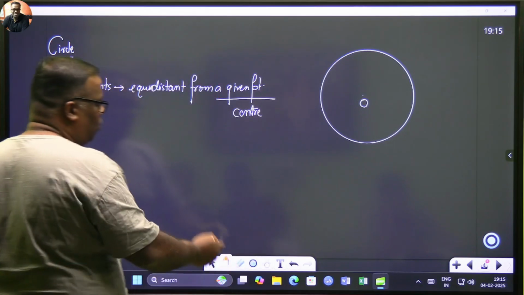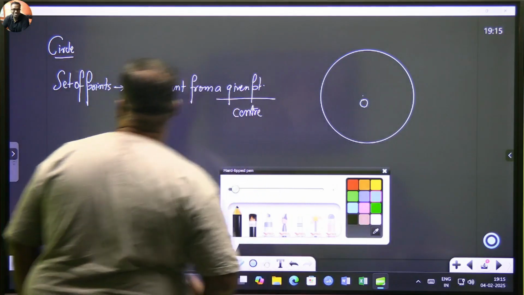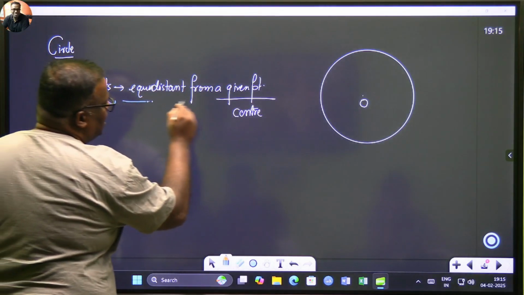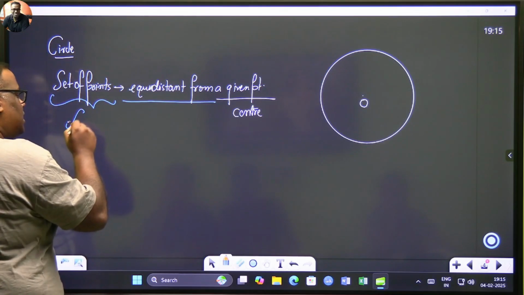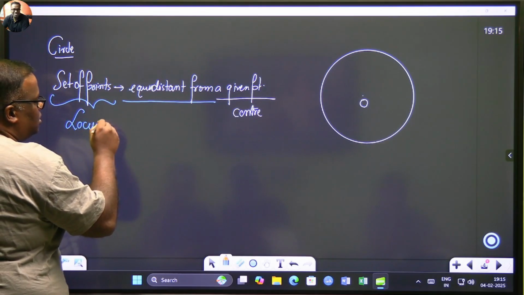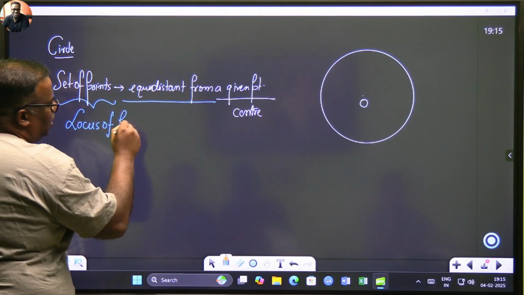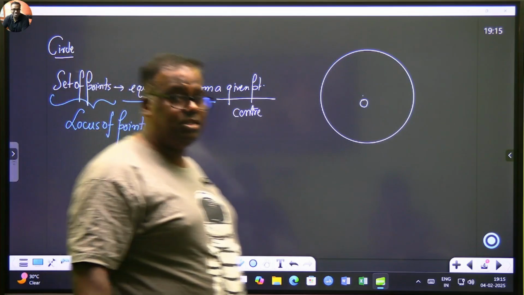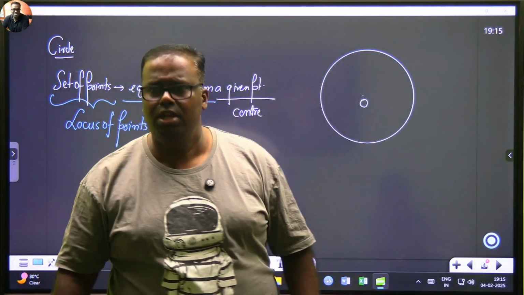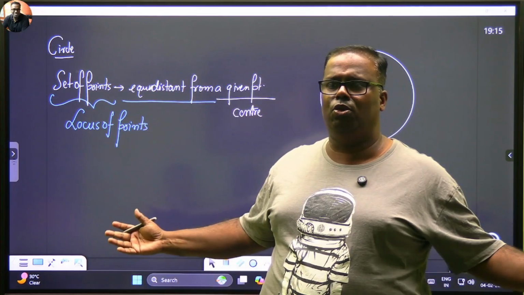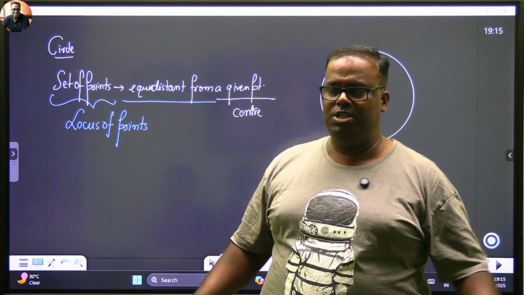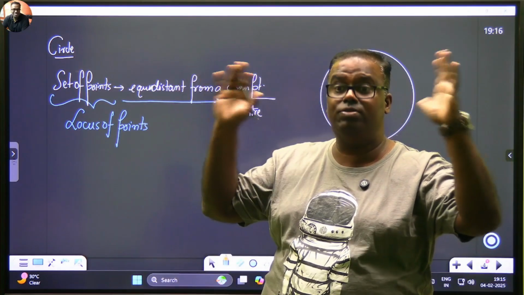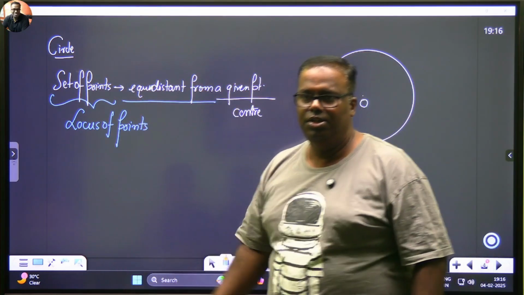Now children, when you go to higher classes, what you will learn is that when a set of points obey any criteria, we call this the locus of points. It's a better word in geometry. So if somebody tells you define a circle, you will say circle is a locus of points. What does locus mean? Locus means a set of points which obey a criteria. It means like a lot of marbles you're having in your hand, you have not just spread them on the floor. They have some criteria.